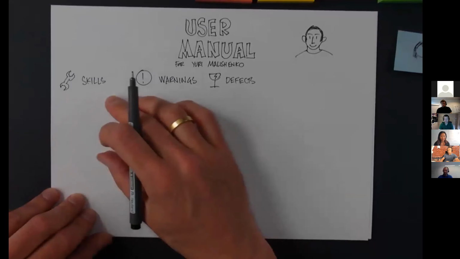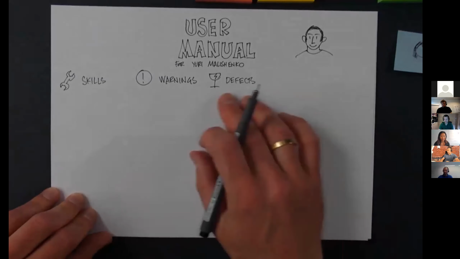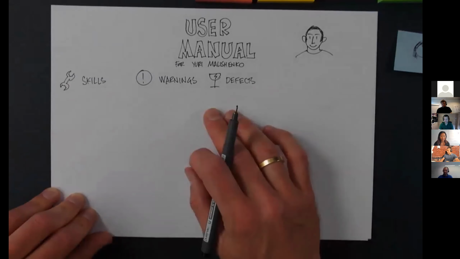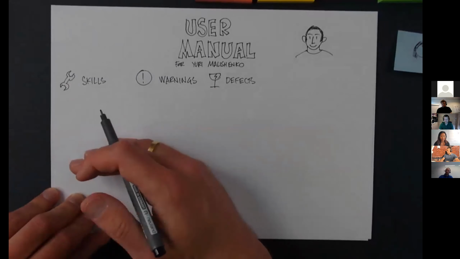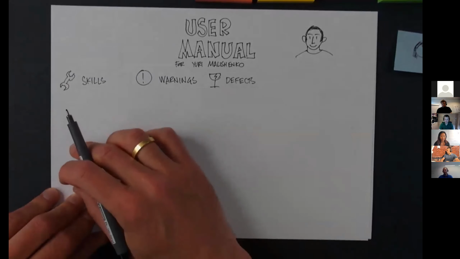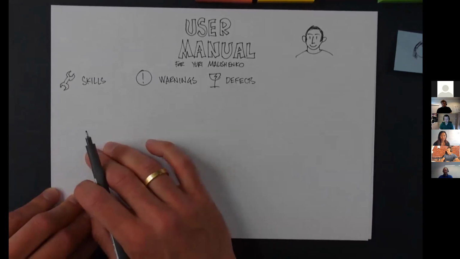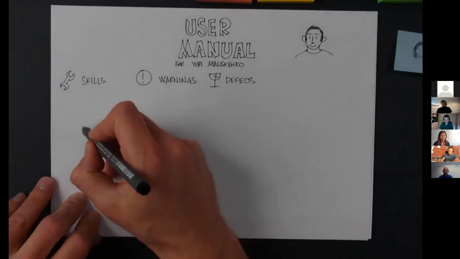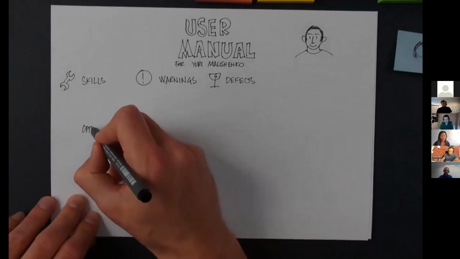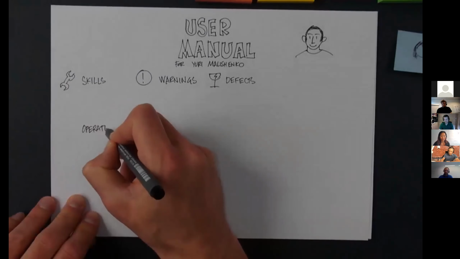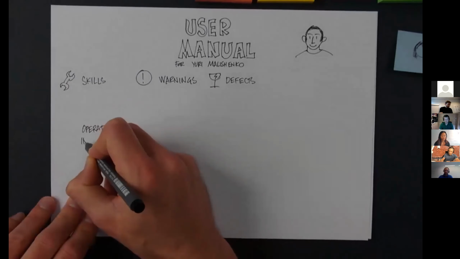So, and then we will leave these parts empty for now, because then we also want to create the placeholders for 4 more sections. The operating instructions. And somewhere here, the troubleshooting.